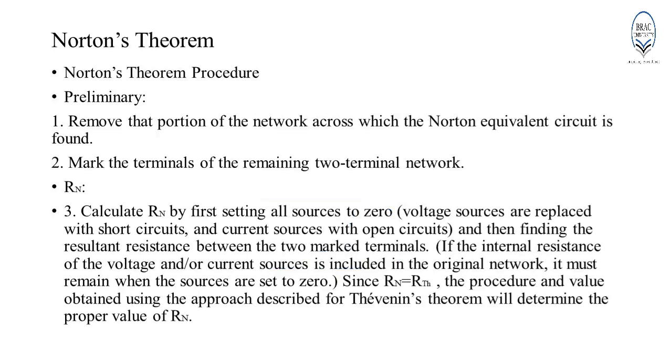Norton's theorem. Now, in order to determine the Norton's equivalent circuit, we have to follow the same procedures as we did to determine the Thevenin equivalent circuit. That is, at first we need to remove the load resistance, then mark the terminals. After that, we need to determine the Norton equivalent resistance, which is basically equal to the Thevenin's equivalent resistance Rth. In order to do that, we need to set all the sources equal to 0.